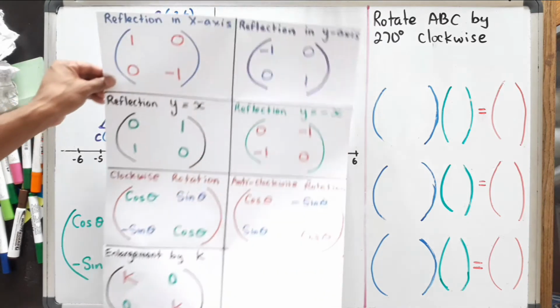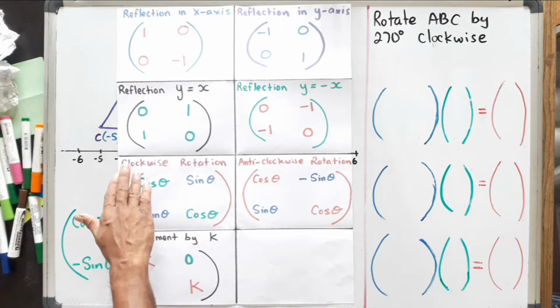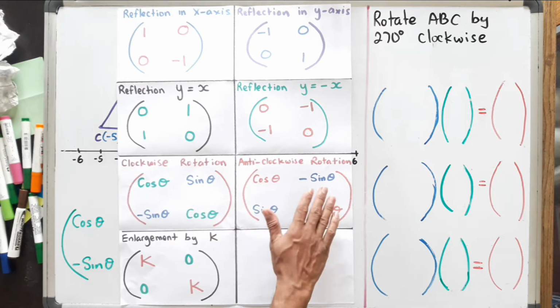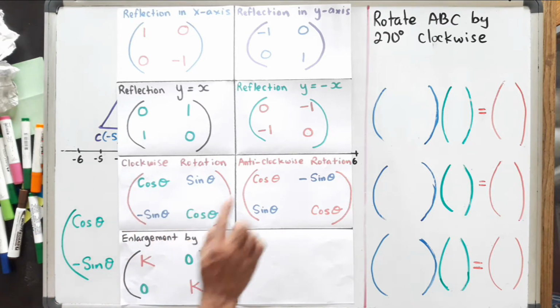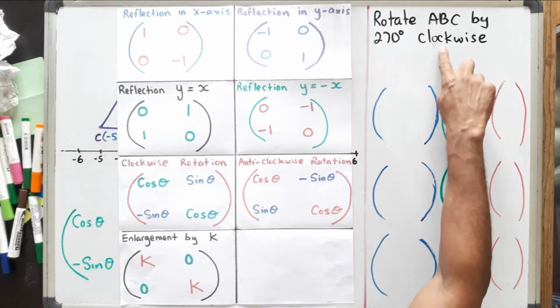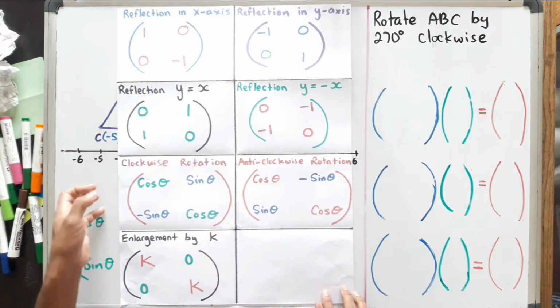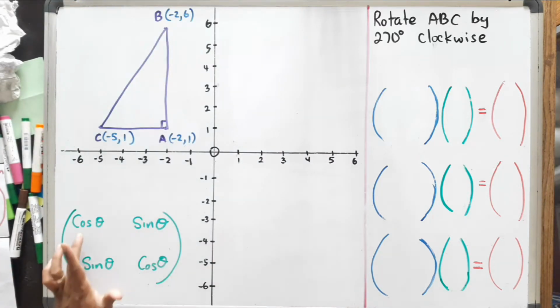Now, whenever you're doing a rotation question, pay attention to which direction they want you to rotate it. It can either be clockwise or anti-clockwise. Both formulas look almost the same, except for clockwise this sign is minus, and for anti-clockwise this sign is minus. In this particular question, it's a clockwise rotation, which means it's this formula we're going to use with the minus sign here. So I already wrote the formula here: cos theta, sine theta, minus sine theta, cos theta.